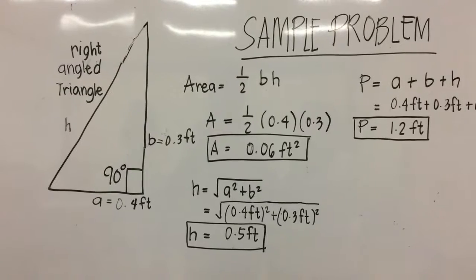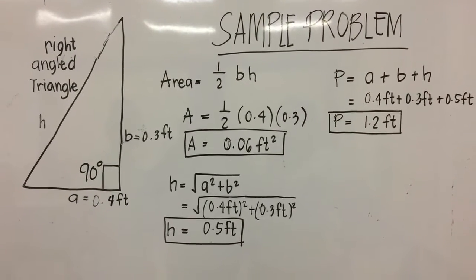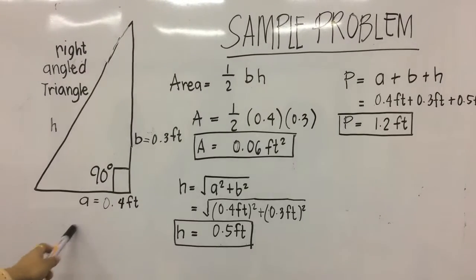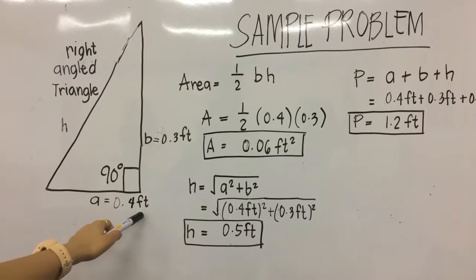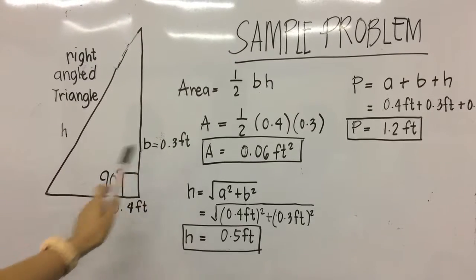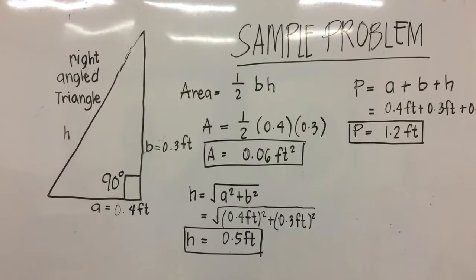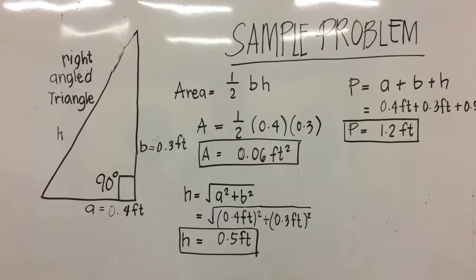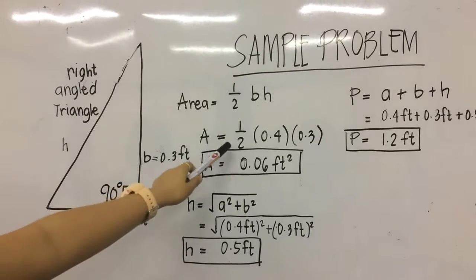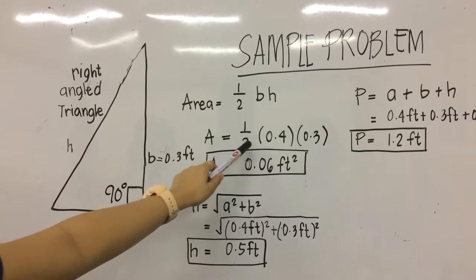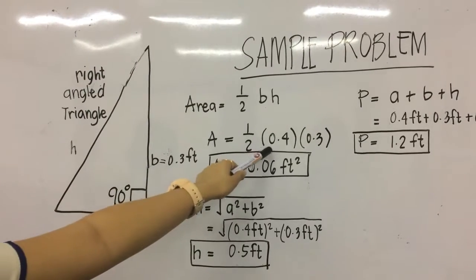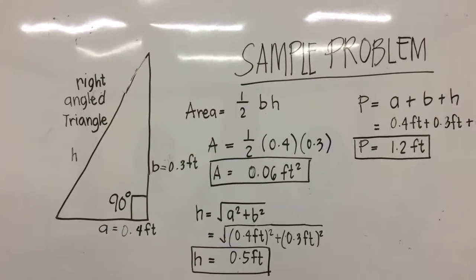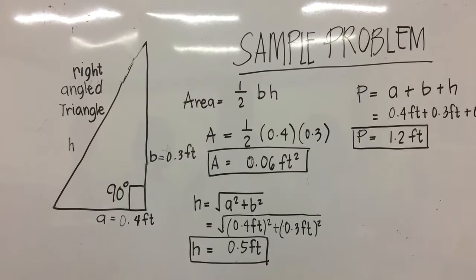For our sample problem, we will solve for the area, the hypotenuse, and the perimeter of our given triangle. We are given A equal to 0.4 feet, B of 0.3 feet, and missing H. So let's solve first for the area. We will use the formula 1/2 times BH. So we have A equal to 1/2 times our A, which is 0.4, times our B, which is 0.3. That will give us an area of 0.6 feet squared.